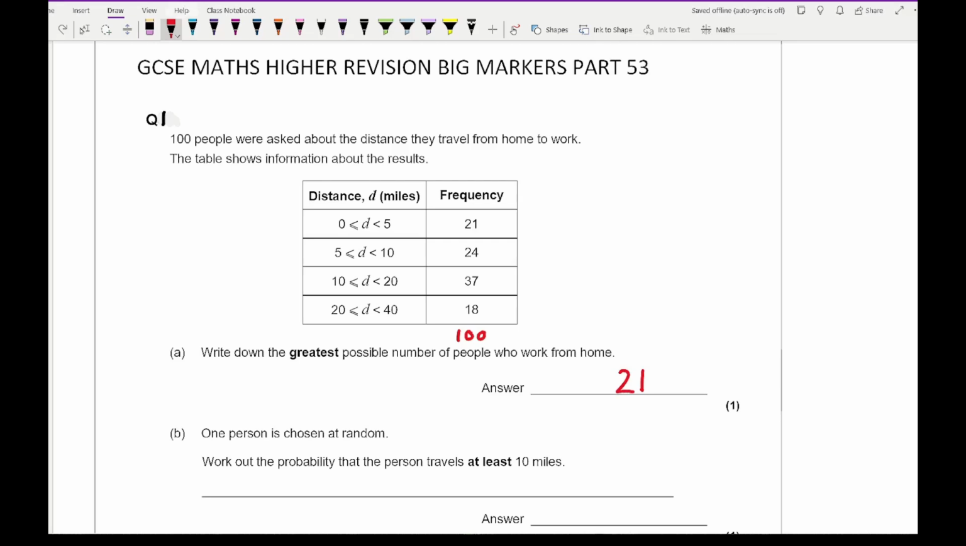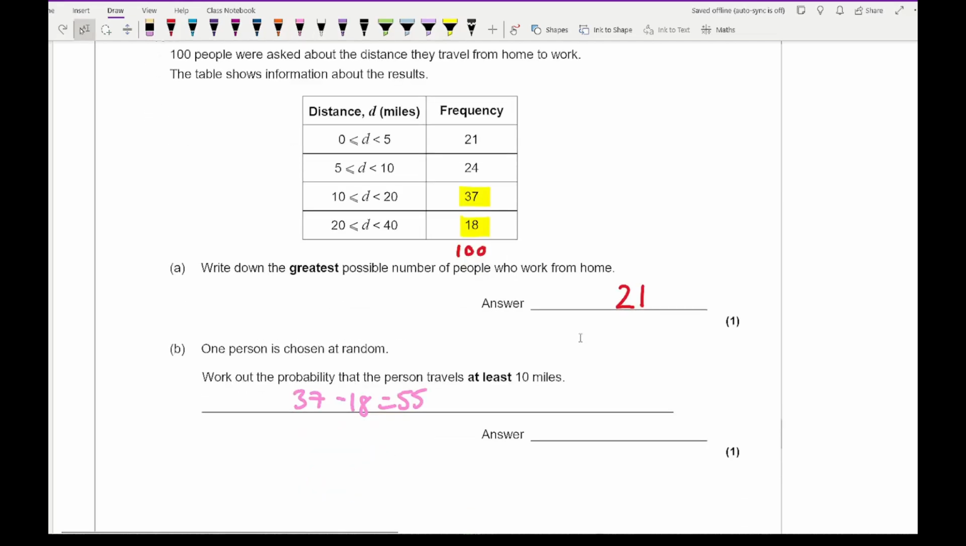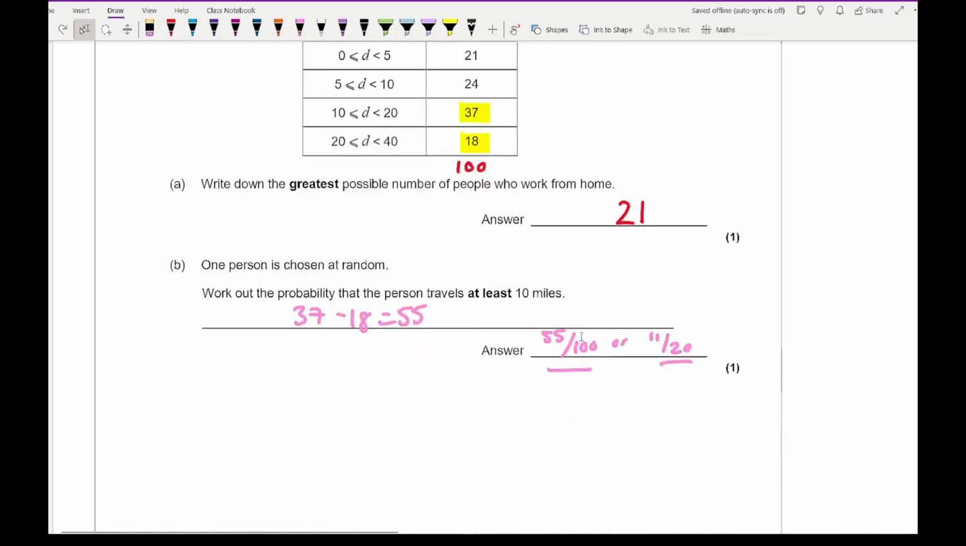Then for B, it says one person is chosen at random. Work out the probability that the person travels at least 10 miles. Well, at least 10 miles is going to be adding up these two rows. So it's going to be 37 plus 18, which is 55, which gives us a probability of either 55 over 100, or we can simplify that as 11 over 20. Any of those fractions will be good enough for the 1 mark.